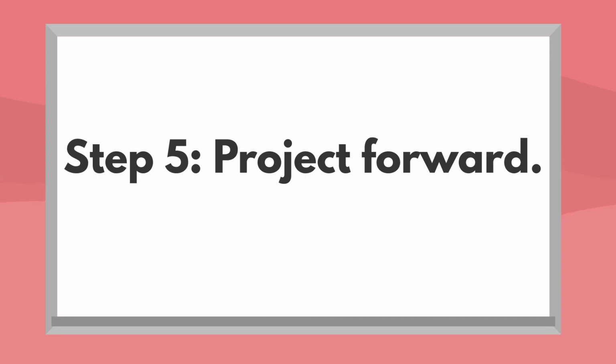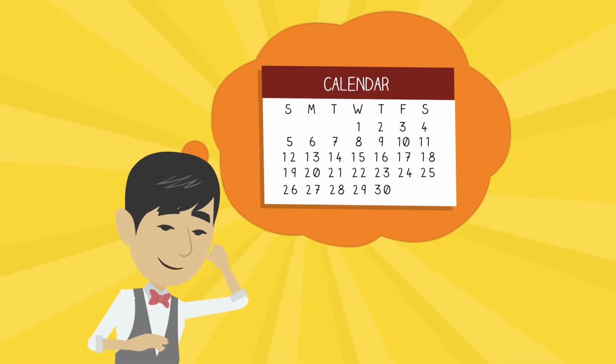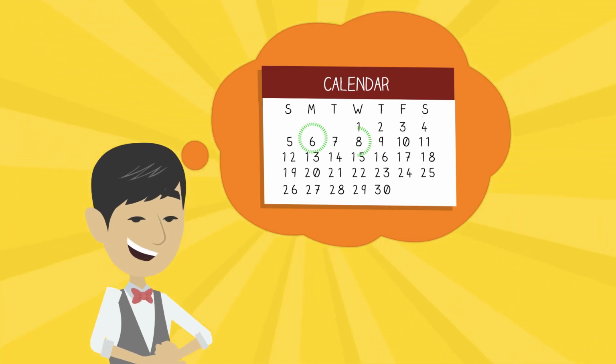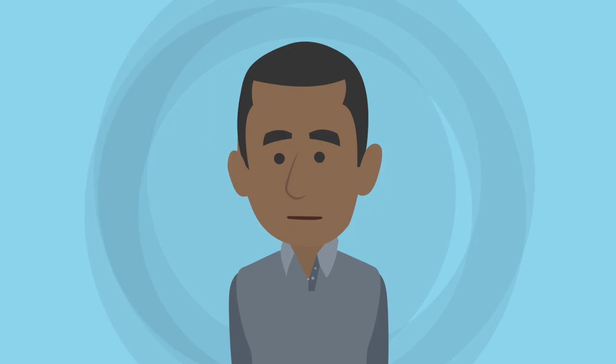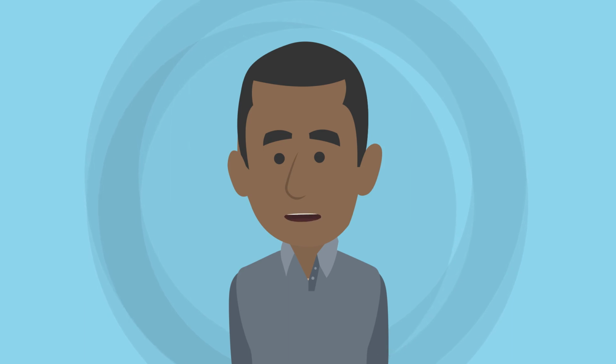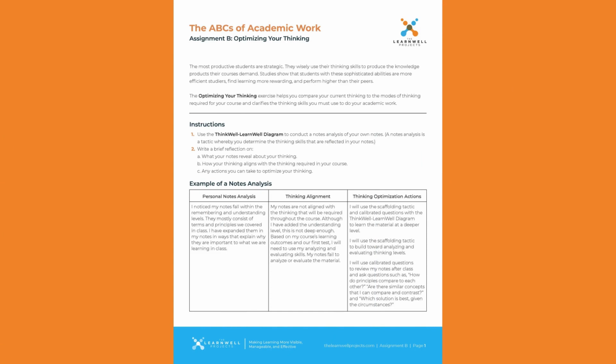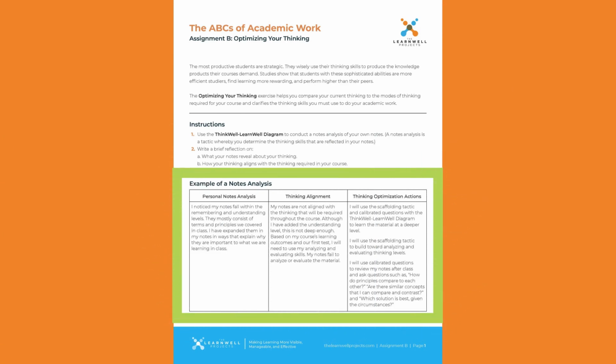Step 5, project forward. Have students forecast when, where, and how they will use these ways of thinking on upcoming material. This is a critical step because it's forcing students to put the practice into action in an independent manner. You may have to push students beyond vague statements. You want them to be specific. For example, notice how specific the student gets in the example on assignment B.